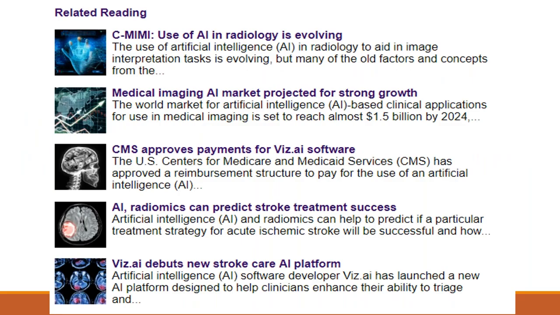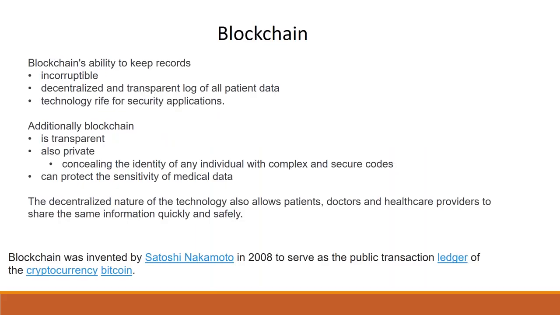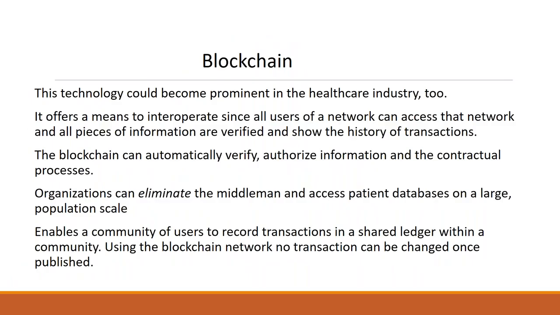Some related reading for use of AI and some of this information, please take a look at this. Blockchain, a very brief mention. I know we're coming up to the top of our hour. Blockchain was originally meant for Bitcoins, but it is the idea of having a single patient identifier that would be transferable to any health system anywhere that patient goes in the world. It's an emerging mechanism, not a lot of traction yet, but they're looking at trying to use this in healthcare.